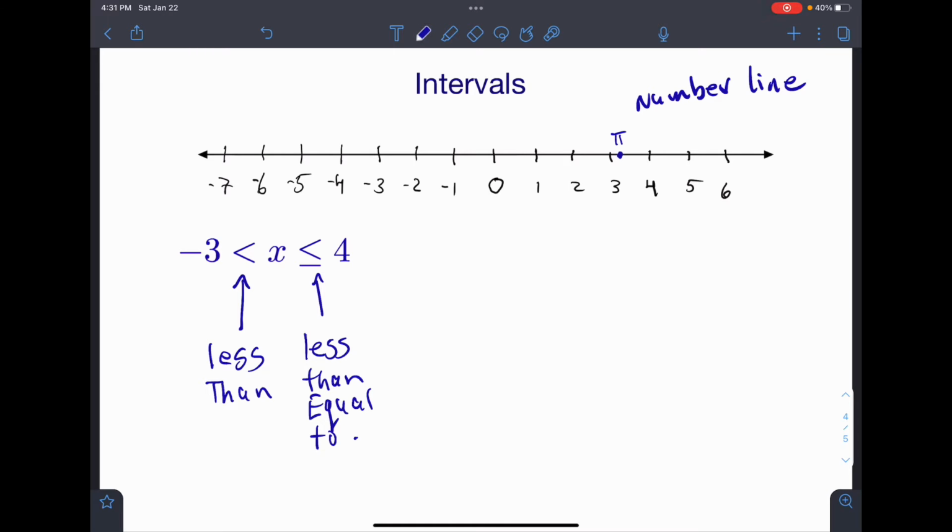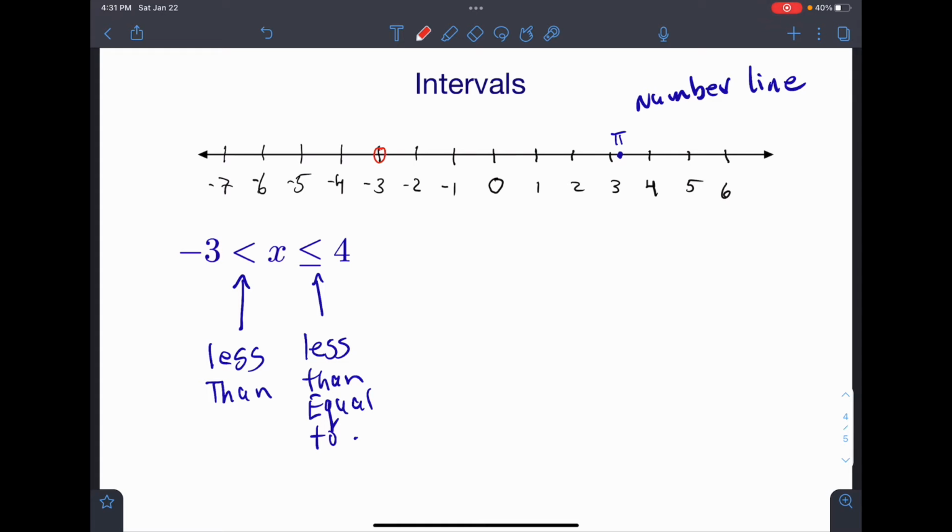And on the number line, what does this look like? Let's do it in a different color. We'll do it in red. Well, that's going to be somewhere in this region here. Not including -3, but definitely including 4. So we could take an x value anywhere in that region. And to represent that region on a number line, we do it in the following way. Since we're not including -3, we just draw a little open circle where -3 is.